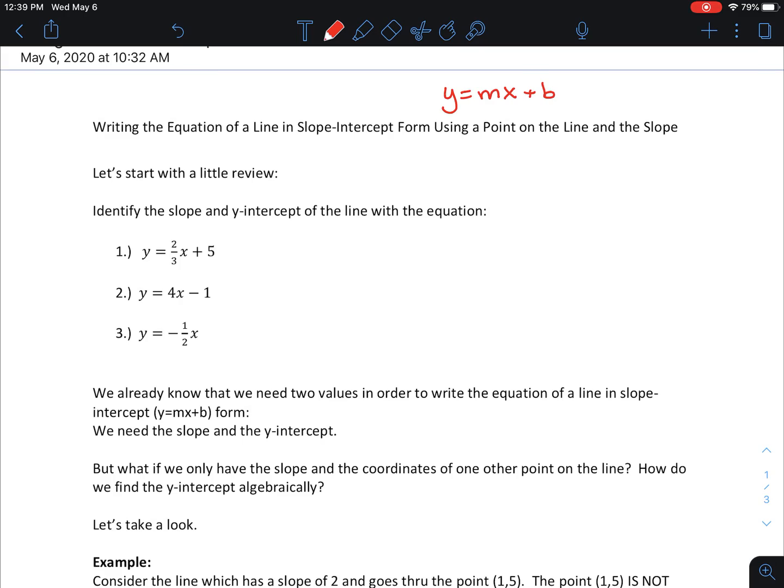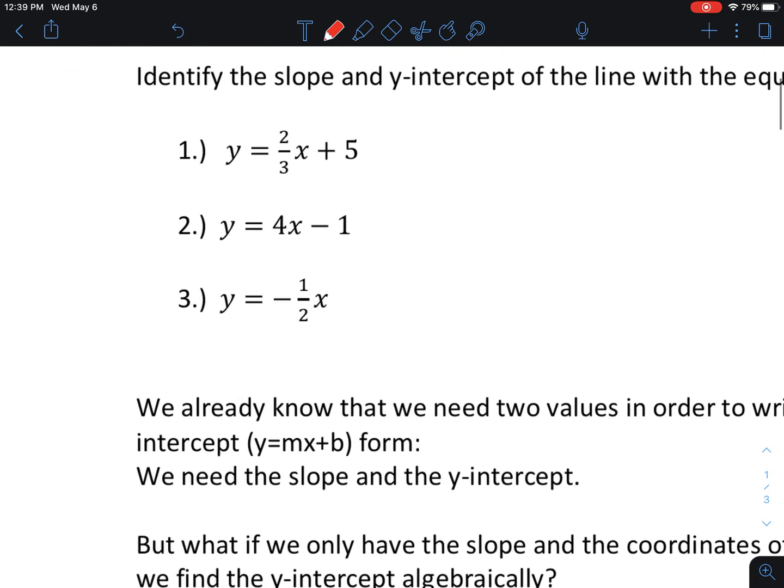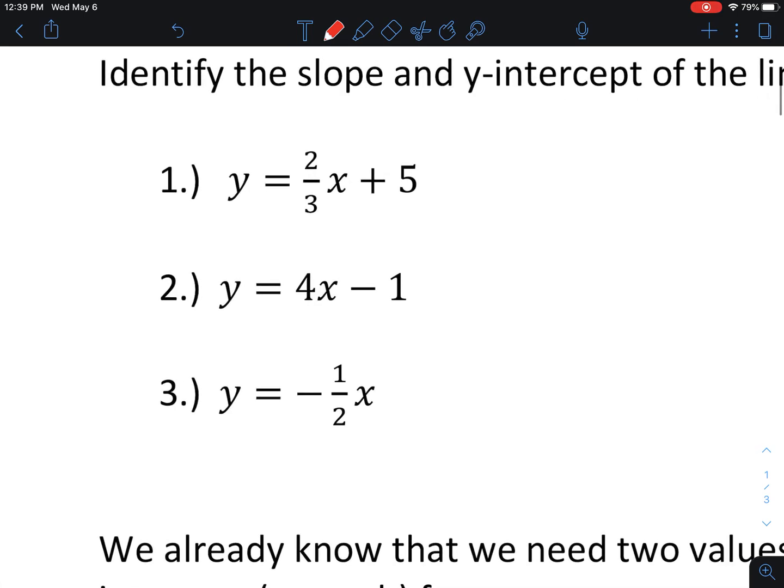Let's take a second and just review, and let's try to identify. Here's a couple problems right here. What we want to do is identify the slope and the y-intercept of each of these lines, okay? So let's take a look at number one.